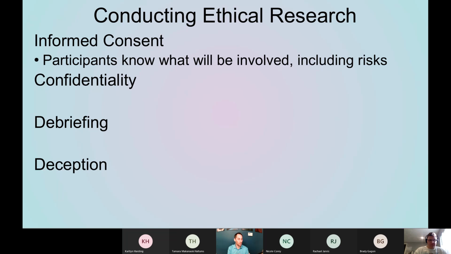With informed consent, if you are trying to use deception, so put people in, say, control groups and treatment groups, I've done that before, and I don't tell them, hey, you are going to be in a treatment group, or you are going to be in a control group.